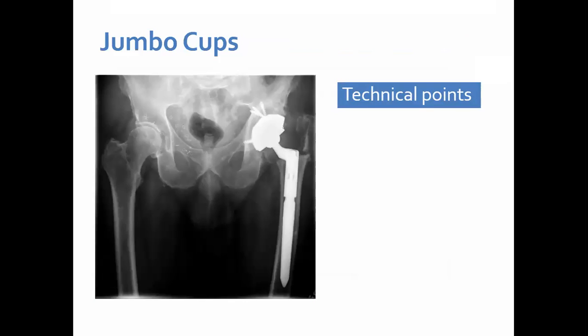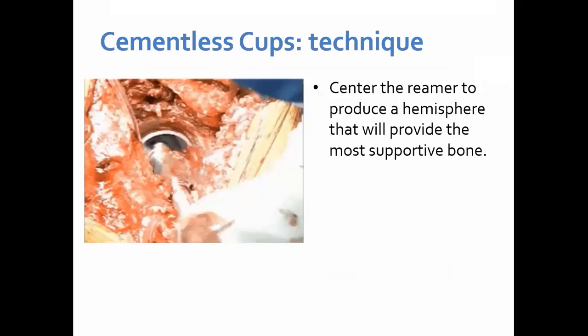I would like to talk about a few technical points related to the use of jumbo cups in the setting of revision total hip. The first and most important point, at the start of the surgery, after gaining adequate acetabular exposure, is to center your reamer. How you handle the reamer really matters, and how you center your reamer really matters. Your goal should be to center the reamer, so you would produce a hemisphere of supportive bone that you can put your cup in.